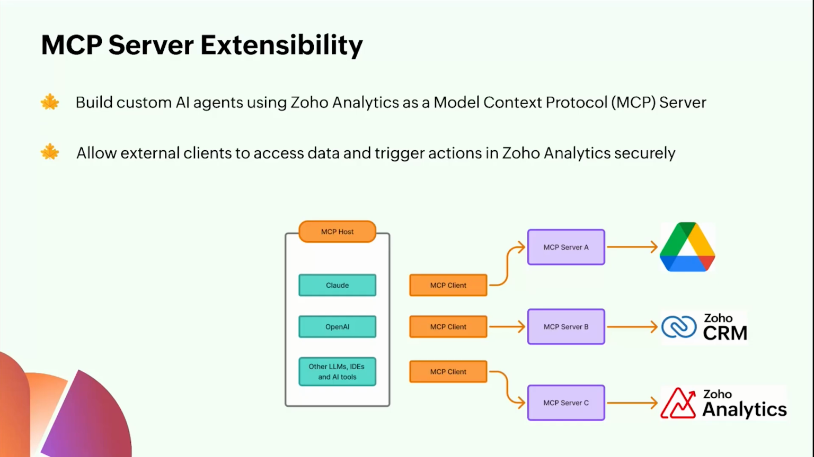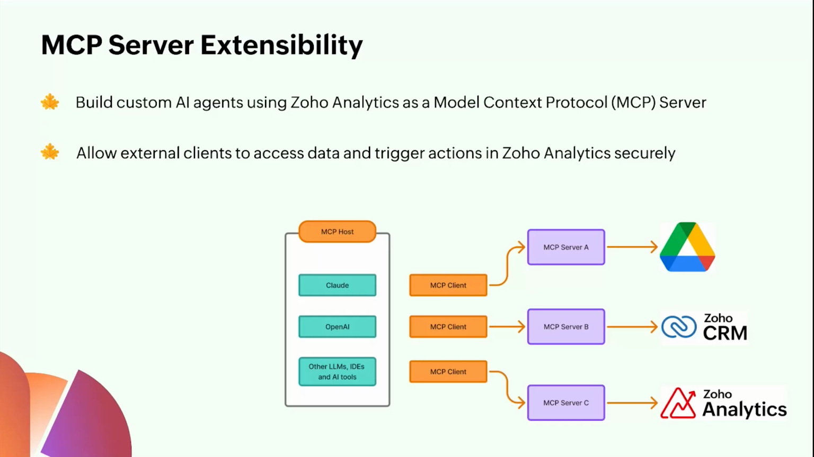The MCP, the Model Context Protocol, helps you build a custom AI agent using Zoho Analytics as the Model Context Protocol server. In simple terms, MCP will enable standardized, real-time communication between your AI agents and your data in Zoho Analytics. By supporting the MCP server, you can connect your data securely and with governance to the AI agents.